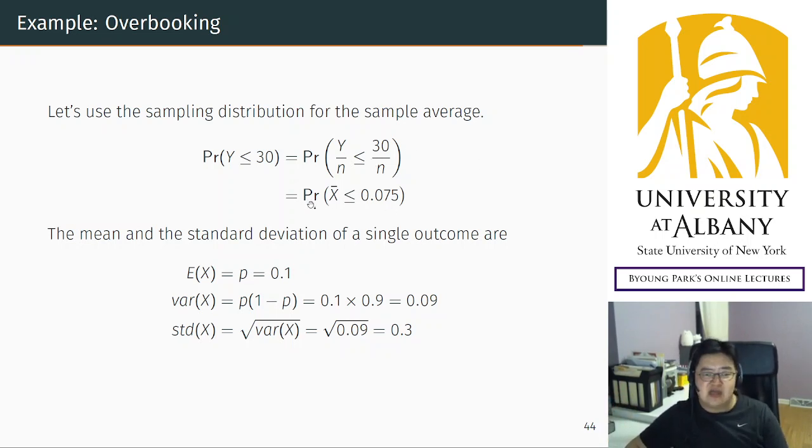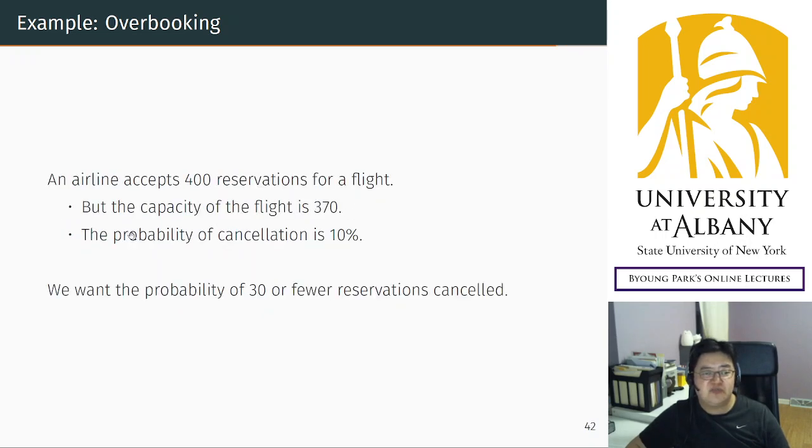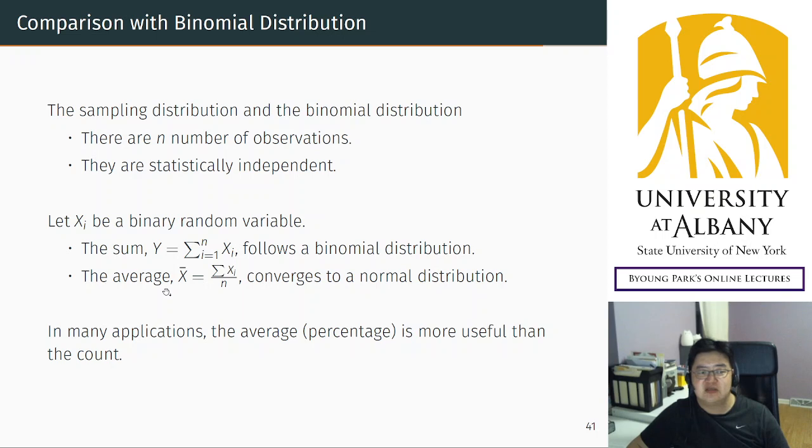The reason why we are doing this is because the central limit theorem applies to the average, not this guy. For y, you may use the binomial distribution, but not the central limit theorem. If you want to use the central limit theorem, you have to convert y into x bar, and the relationship is based on this. y was the summation, but the average is calculated by dividing by n.